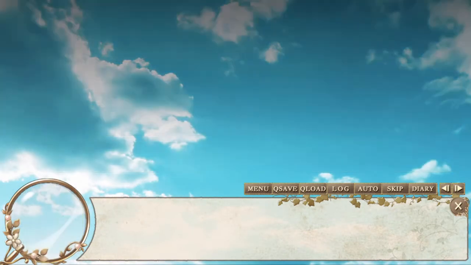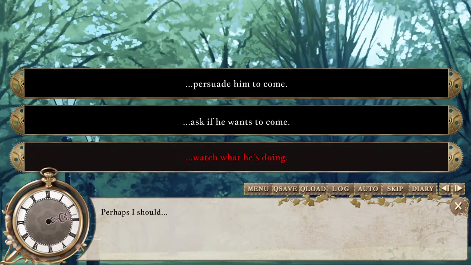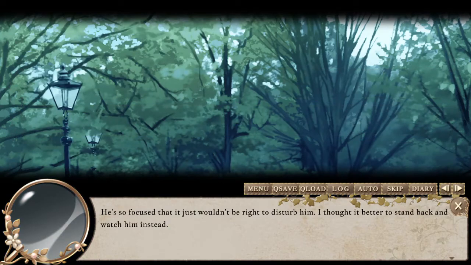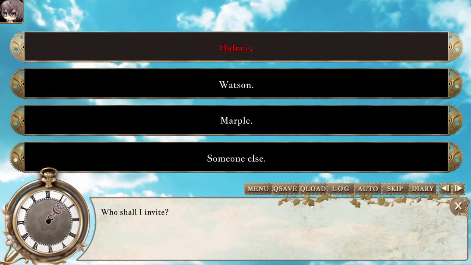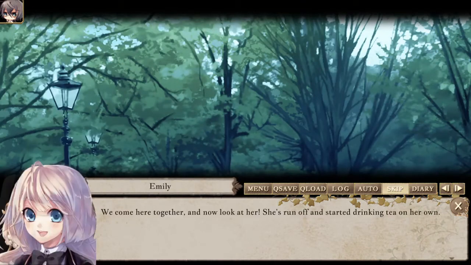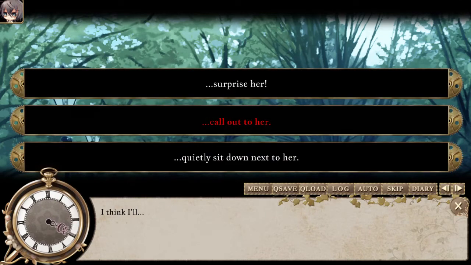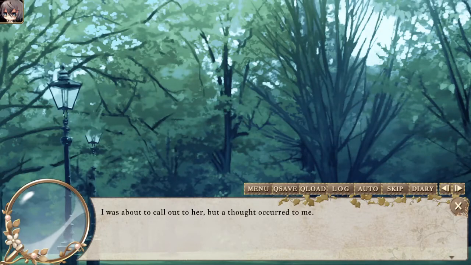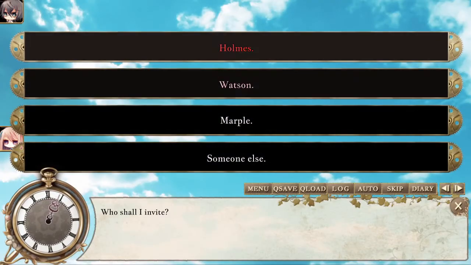Alright, well, let's do that again. Okay, we'll just watch what he's doing, because that worked last time like a charm. Oh, the music. Okay, so we got Holmes. Let's do Marple. I think we did this last time, right? There we go, we got her.